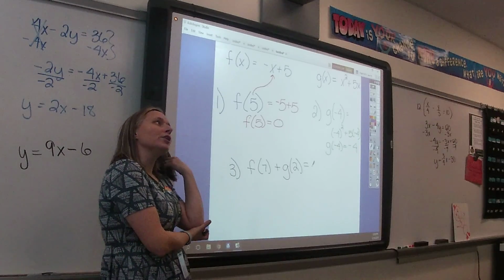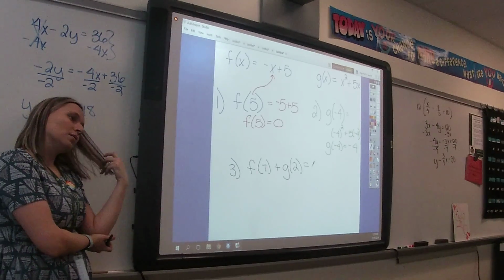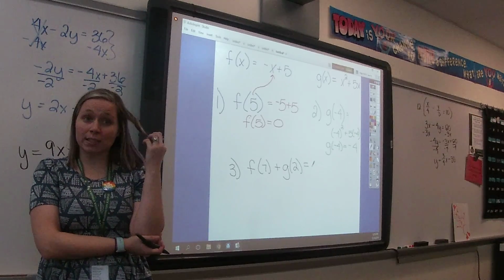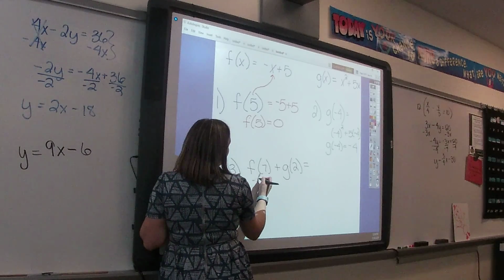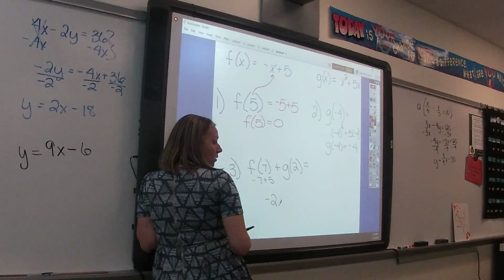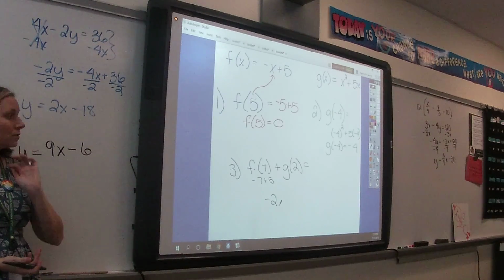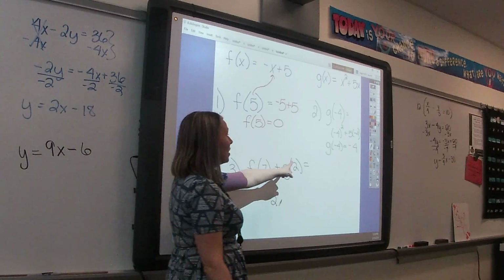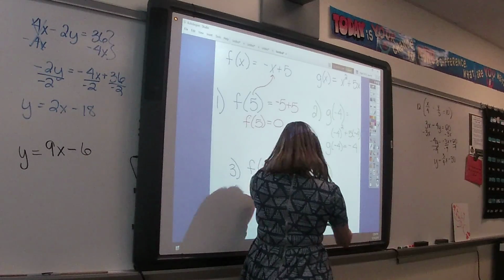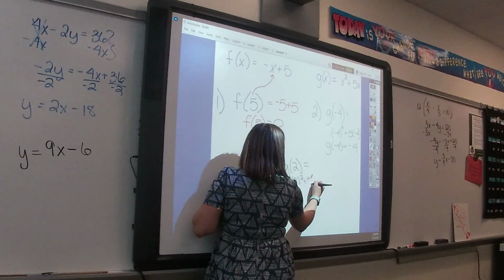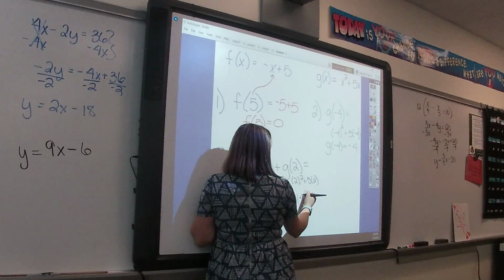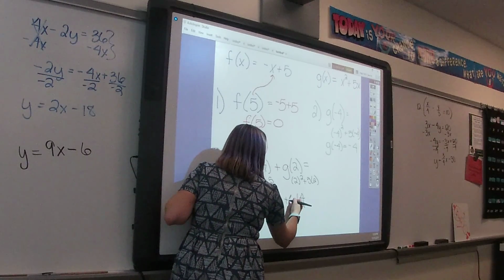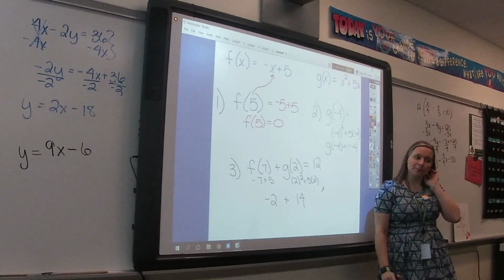So what would you do first? Solve f of x equals negative x plus 5 by plugging in 7 for x. So find f of 7 first. If we find f of 7, we'd say negative 7 plus 5, which is negative 2. And then find g of 2. To find g of 2, we'll plug this 2 in for the g function. So 2 squared plus 5 times 2, so 4 plus 10, 14. Then we'll add them together, and so we'll get an answer of 12.